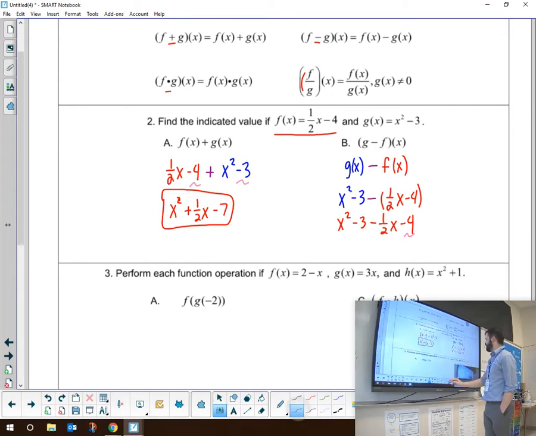Oh, I'm so sorry, I forgot to distribute. It's negative and negative again. Look at that. Start making more mistakes. But anyways, we're going to combine like terms. -4 and -3 and +4 are going to combine to be 1. It's going to be x squared minus 1/2 x plus 1.